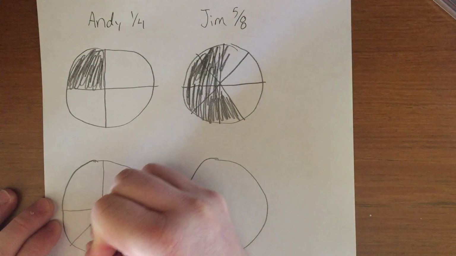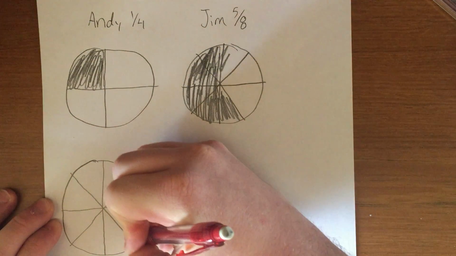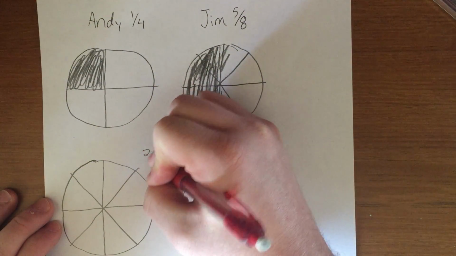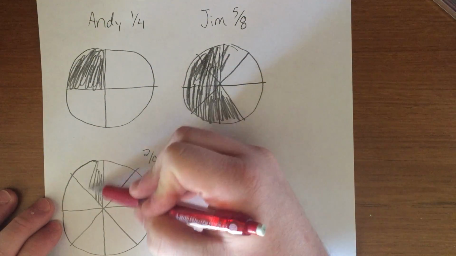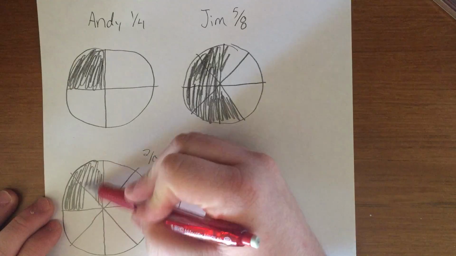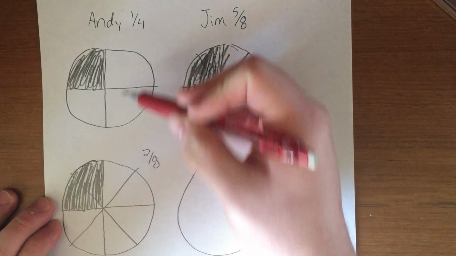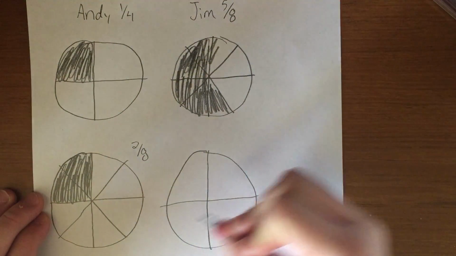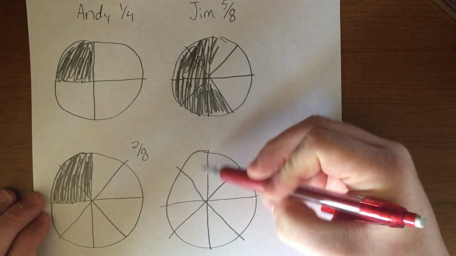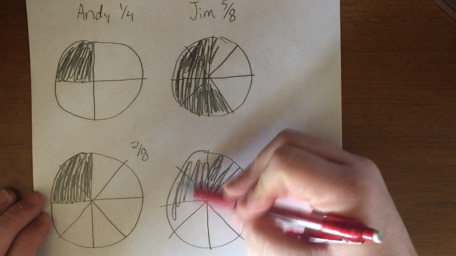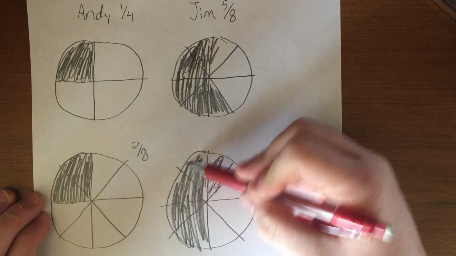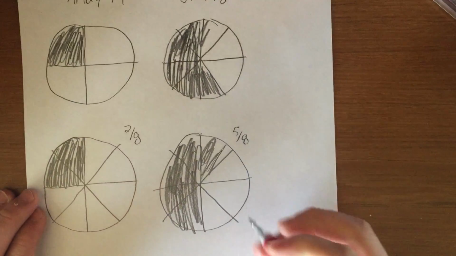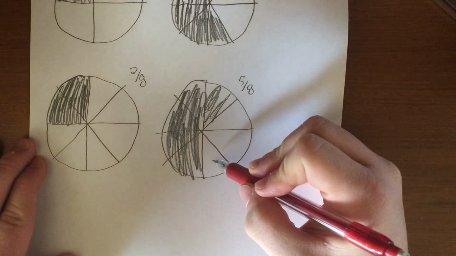So what you do here is you just make Andy another pizza, and then instead of 1/4, you turn that into 2/8. So 2/8 would be this much right here, which, as you can see, is equivalent to the 1/4. It's just got more slices. So then you've got the 5/8 that Jim ate. As you can see here, 5/8 plus the 2/8 equals 7/8.